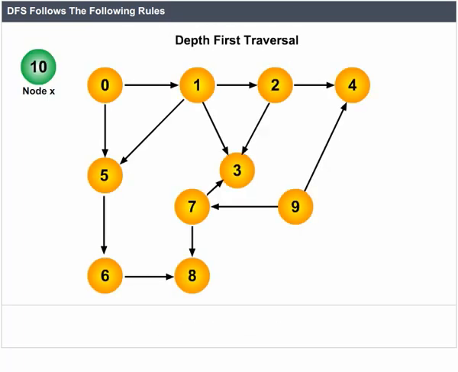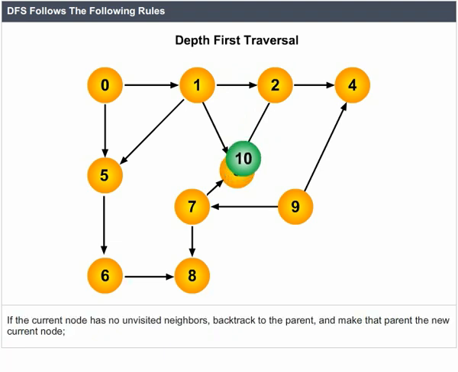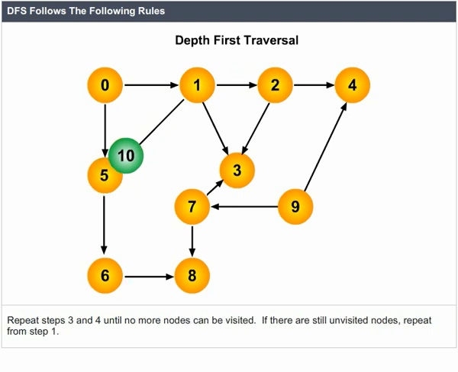DFS follows the following rules. 1. Select an unvisited node X, visit it, and treat it as the current node. 2. Find an unvisited neighbor of the current node, visit it, and make it the new current node. 3. If the current node has no unvisited neighbors, backtrack to the parent and make that parent the new current node. 4. Repeat steps 2 and 3 until no more nodes can be visited. 5. If there are still unvisited nodes, repeat from step 1.